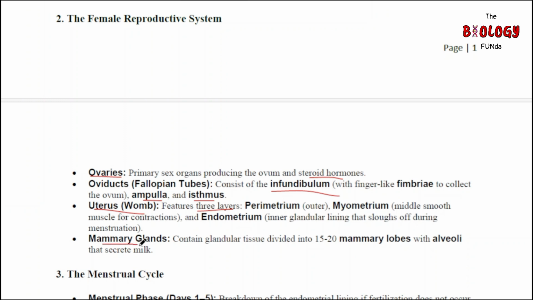There are other glands which are found in female, which are mammary glands. They contain glandular tissues which are divided into 15 to 20 mammary lobes with alveoli, and these alveoli secrete the milk.